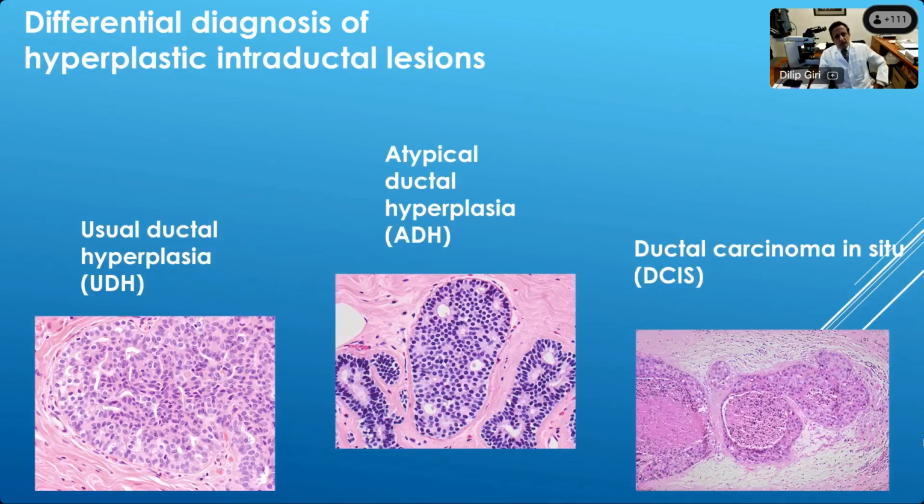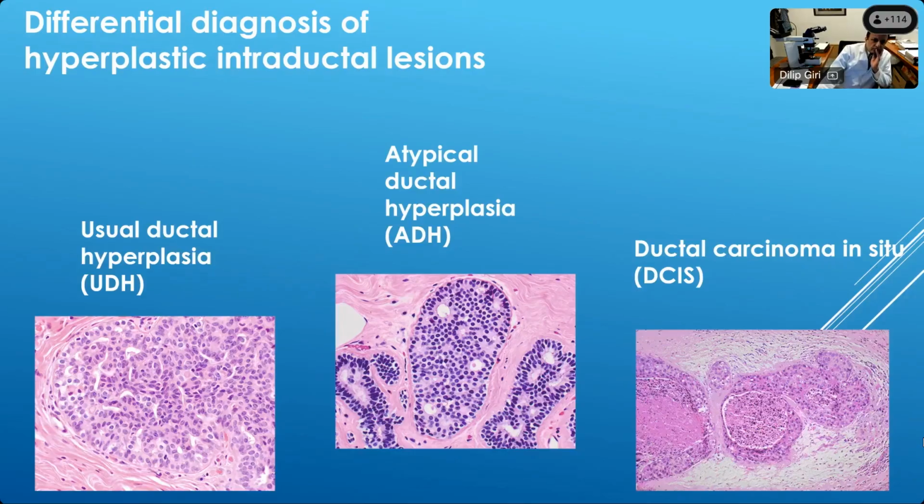Morphologically, these are very uniform looking cells. So that is an important feature in contrast to UDH, where the cells appear very different from one another. And also the spaces that you see in ADH, or for that matter in DCIS, are kind of punched out spaces. So that is described also as a sieve-like appearance, unlike these fenestrations in UDH.